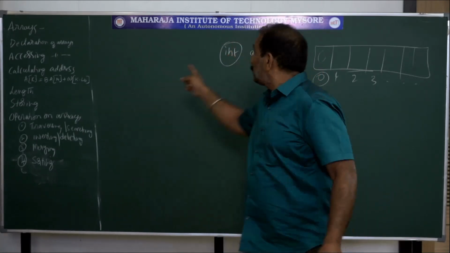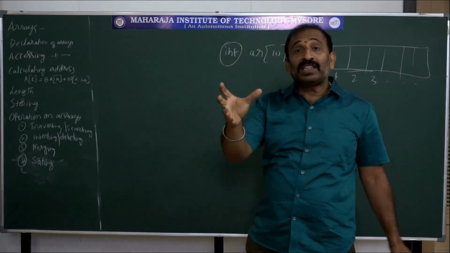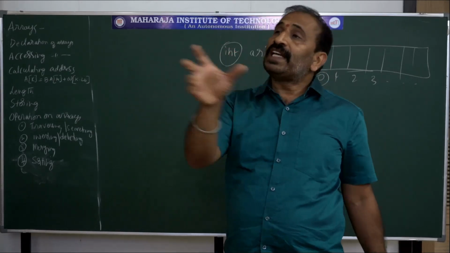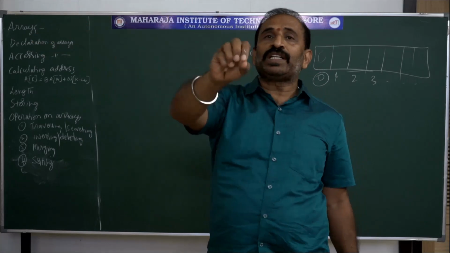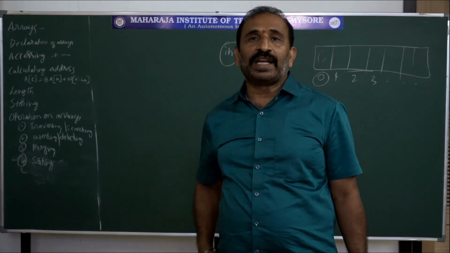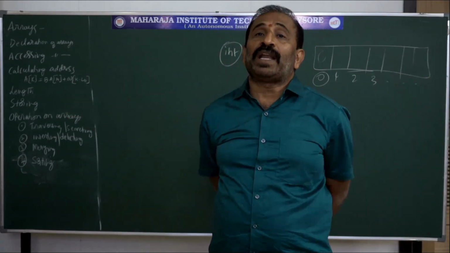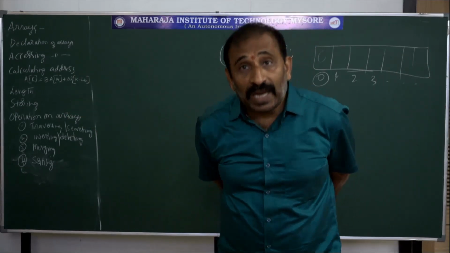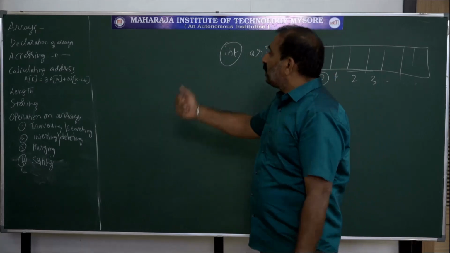Size of the array is this. Length of the array is how many elements are consecutively stored there. How many elements are stored inside the array, how much space is occupied by the array, how much it is being utilized. So this is called length.